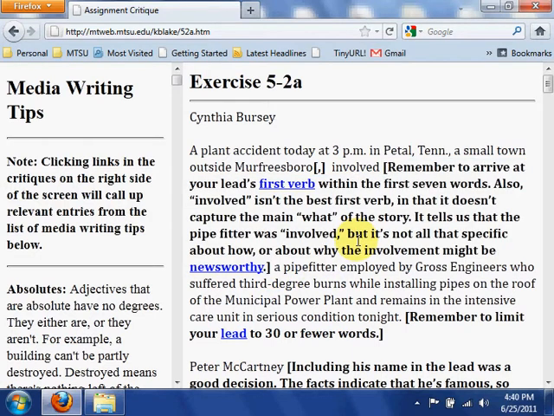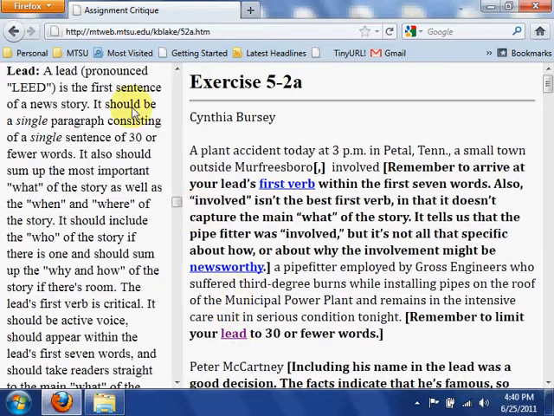A second way is for the student to follow these hyperlinks that the professor will have left in the critique. For example, here the student exceeded our 30-word limit on leads, so the student can click on this lead link that the professor has left, and over here read some information that comes up about what a lead is and what the properties of a correctly written lead are.